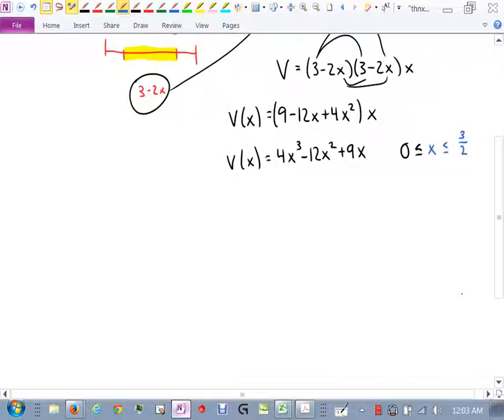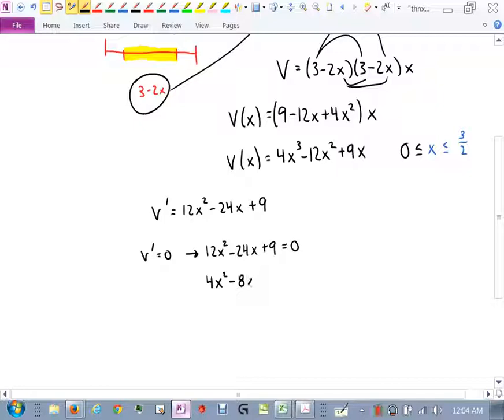And so what I'll do now is I'll take my derivative. Derivative of this is 12x squared minus 24x plus 9. Now I'm going to set my derivative equal to 0. And that means I'm going to take 12x squared minus 24x plus 9, set it equal to 0. Let's see, I can divide through by a factor of 3. So we get 4x squared minus 8x plus 3 equals 0.